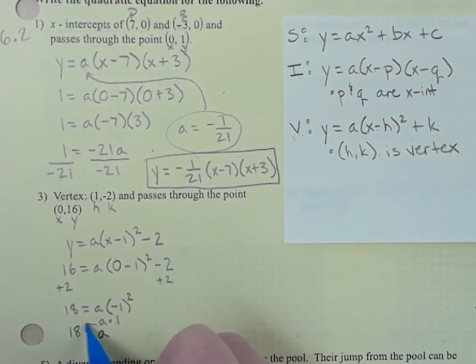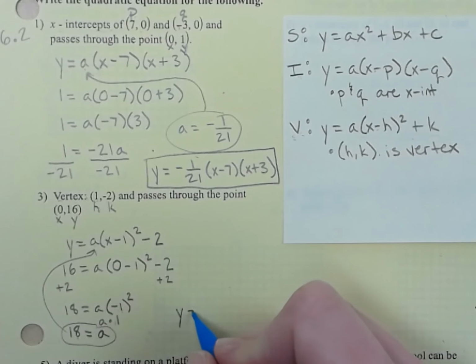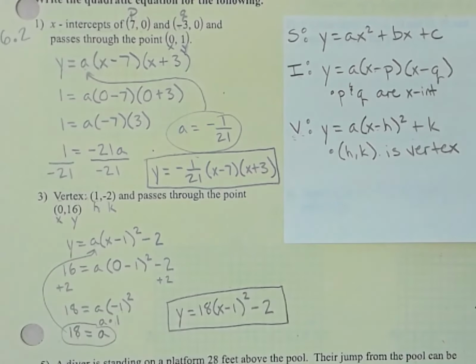So now I'm going to take this a and I'm going to plug it back in right there. So your y equals 18 times x minus 1 squared minus 2. And those are those questions.